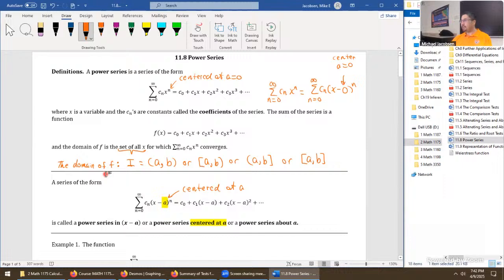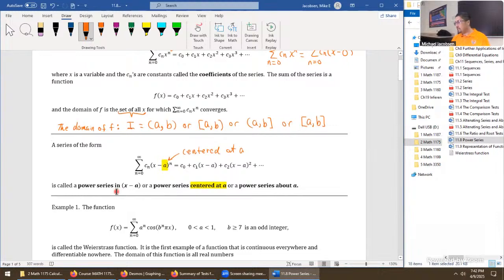So we're just getting started. Here's two kinds of power series, centered at 0, centered at A. Later on, we might call this one a Maclaurin series and this one a Taylor series, just because of how they're centered is the only difference between those concepts. And here's a particular one.